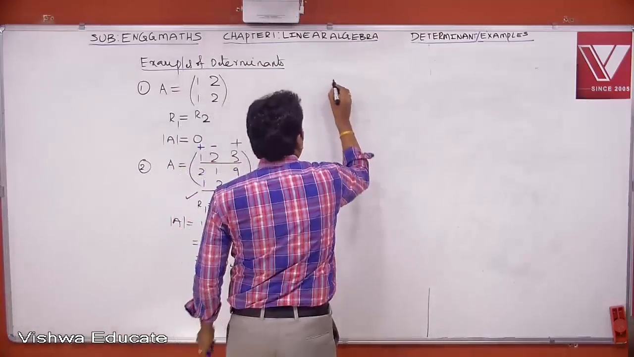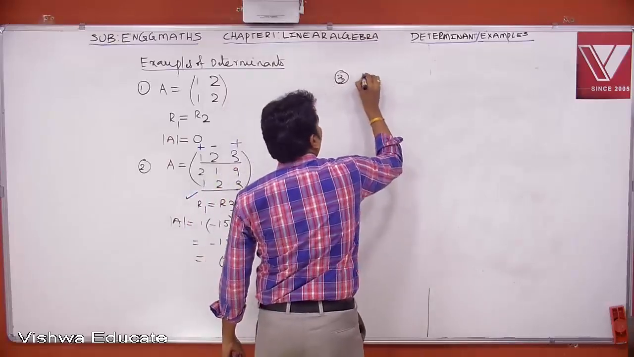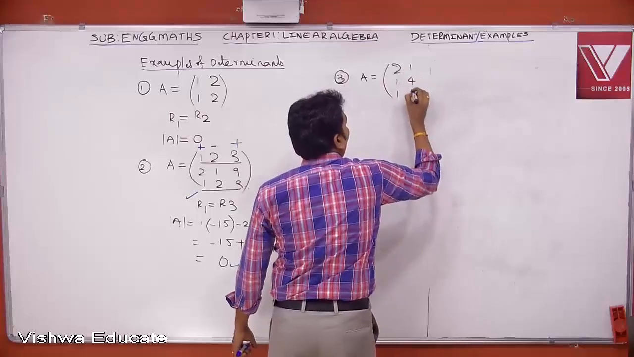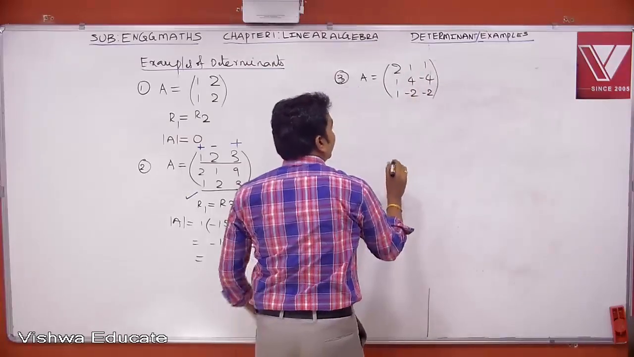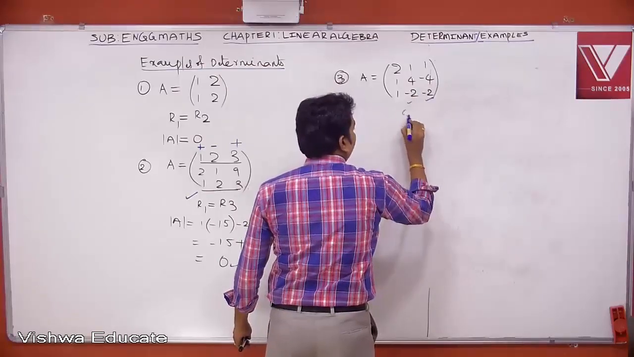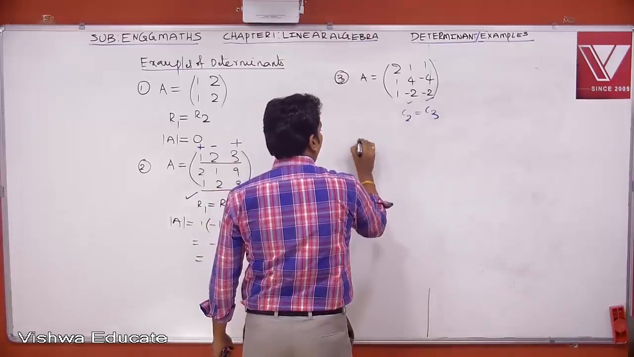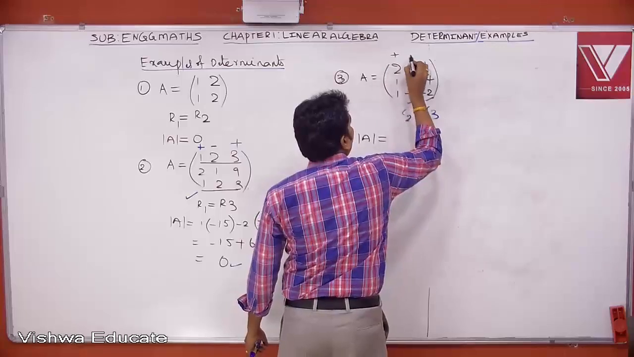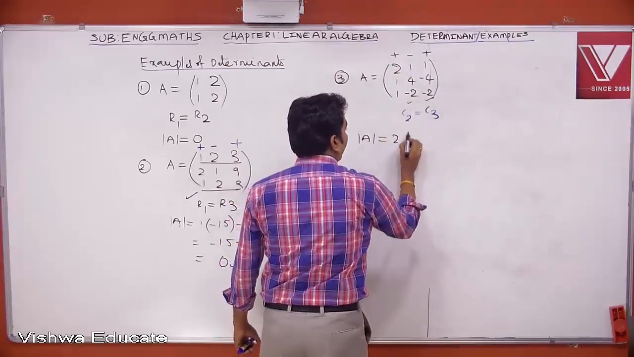Now let us see one more example by taking 2 similar columns. Suppose A equal to [2 1 1; 1 4 -2; ...], for example, 1 4 minus 2. Here in this case, the second column and third column are the same. That means the second column equals the third column. Therefore, the det of this matrix will be 0. Let us verify. Again, I am expanding its det by using the first row. So the symbols we use are plus minus plus. So therefore, this is 2 times.